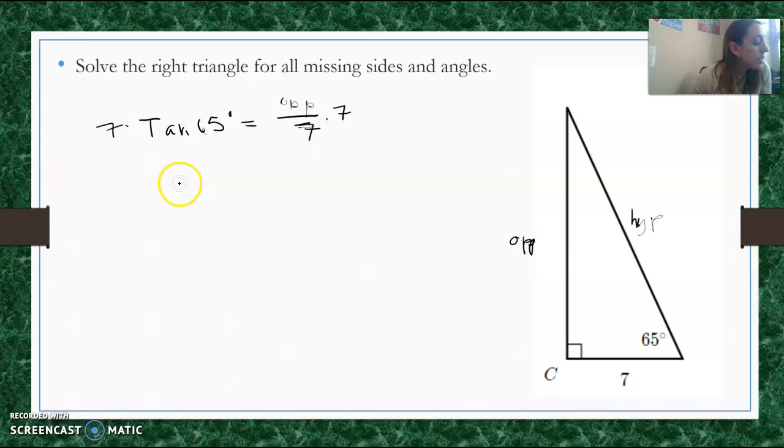Okay, so if you type that in your calculator, you end up with 15.01, which, since all of these are rounded to the nearest whole, I'm just going to say 15.